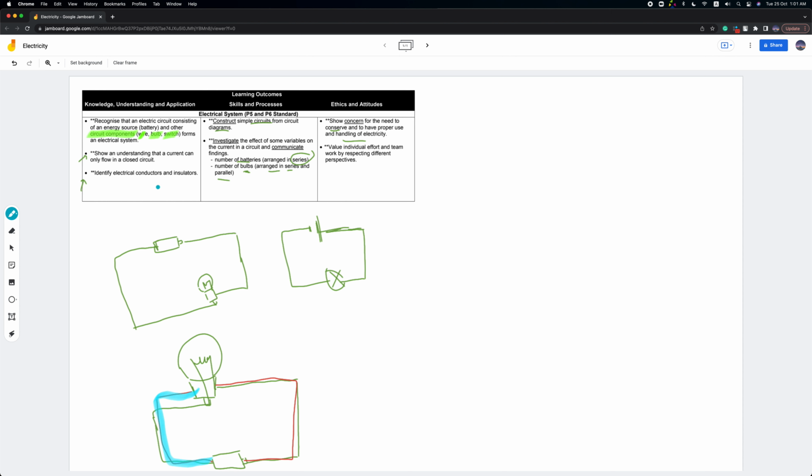So these are some of the components. For a switch, it is usually drawn as a symbol like this. This is an open switch, and of course you connect the wires there. And a closed switch is just like that. This is a closed switch.